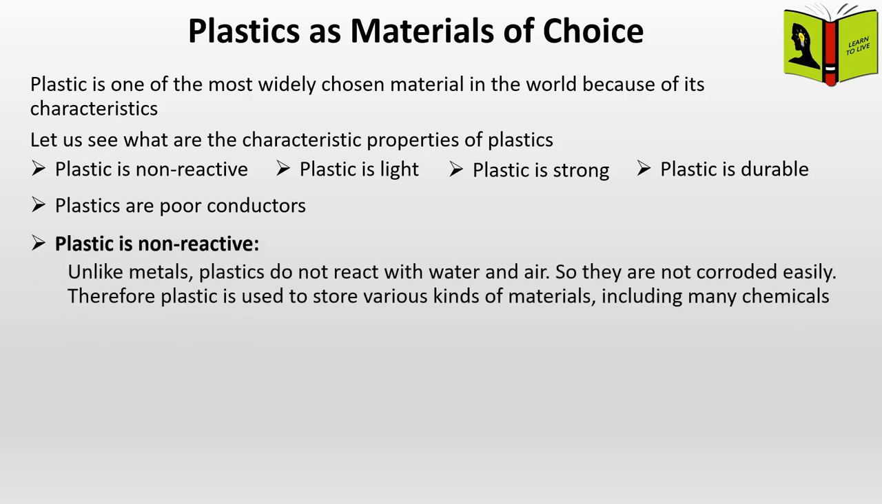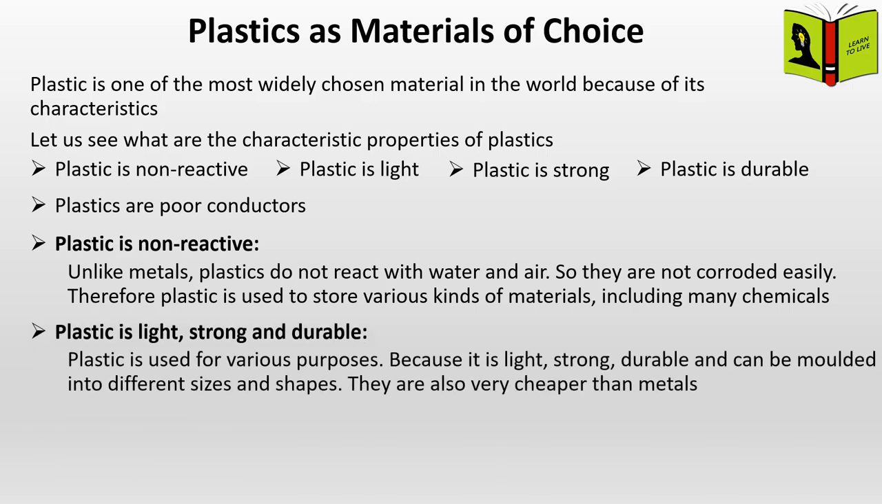Plastic is non-reactive. Unlike metals, plastics do not react with water and air. So they are not corroded easily. Therefore, plastic is used to store various kinds of materials, including many chemicals. Plastic is light, strong, and durable. Plastic is used for various purposes because it is light, strong, durable, and can be molded into different sizes and shapes.